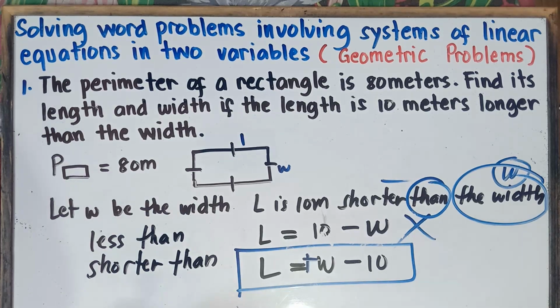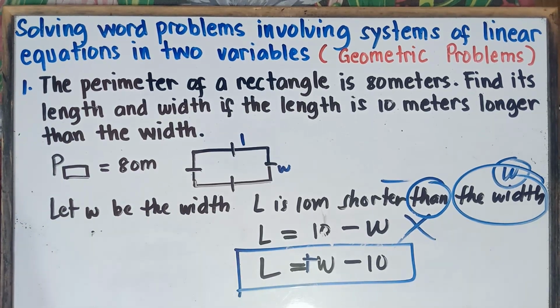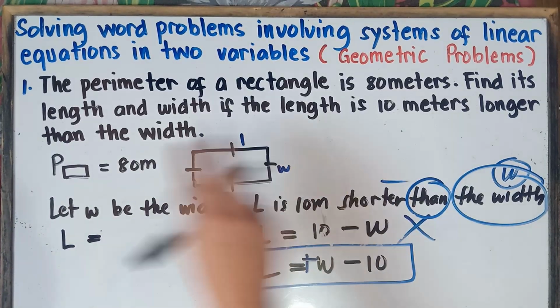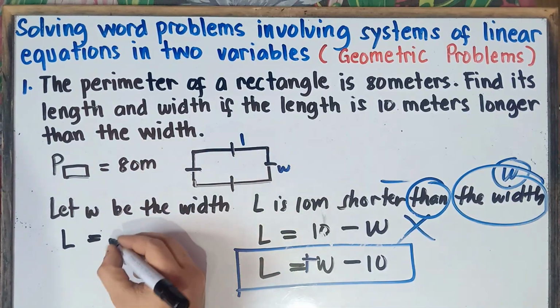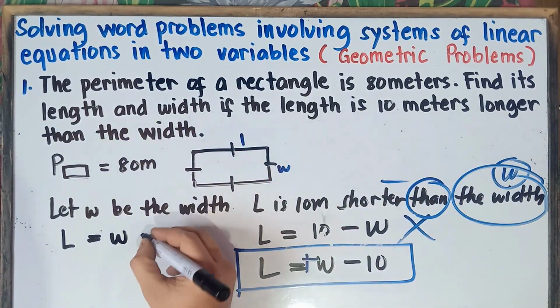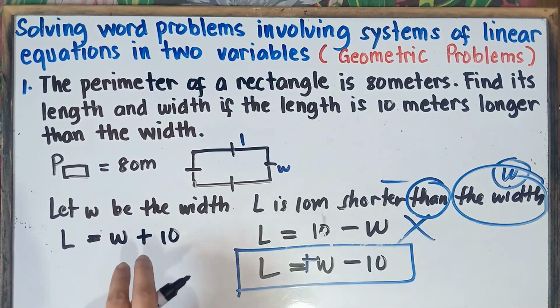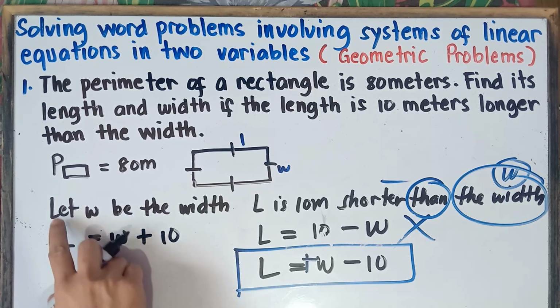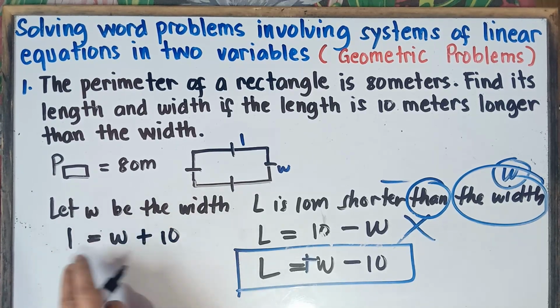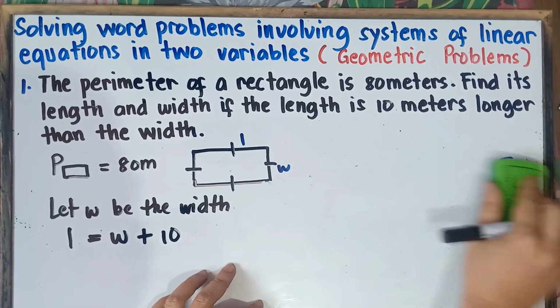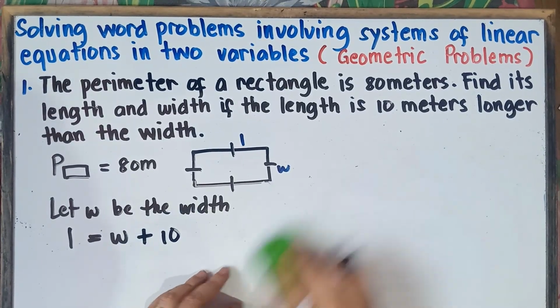So therefore, it should be length. Length is equal to, the width comes first. So W comes first, then longer than is a plus sign, and then 10. It should be L equals W plus 10. And this will be the length. So length is equal to W plus 10.